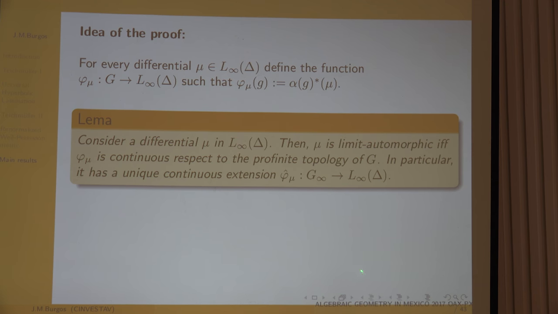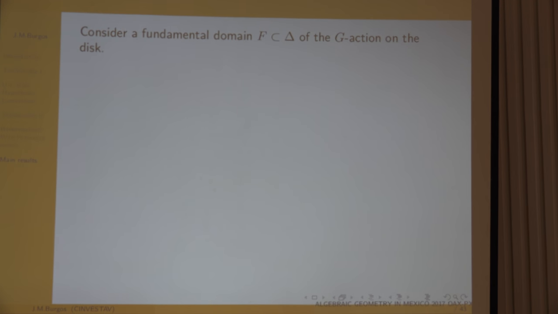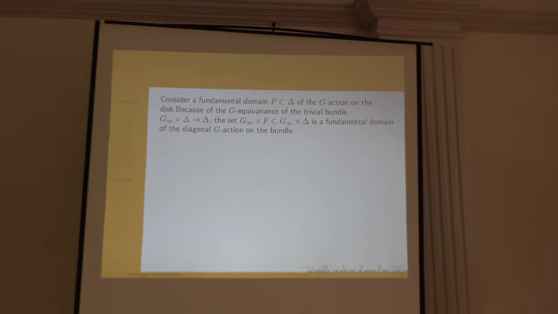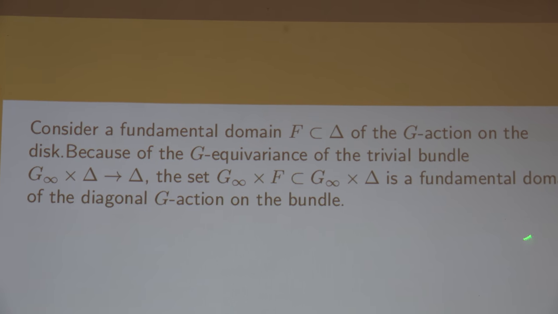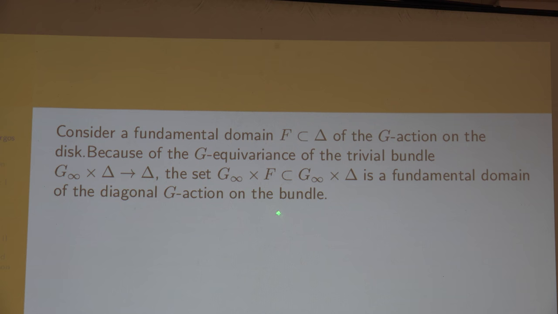Remember this notation: the hat will be the continuous extension to the profinite completion. Consider a fundamental domain, something like this, of the G action on the disk. And because of G equivariance, the product will be a fundamental domain of the diagonal action of the bundle.